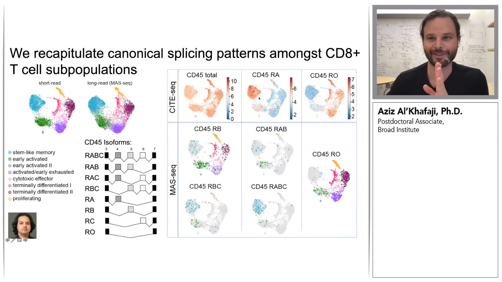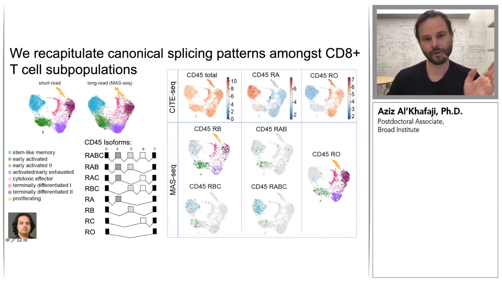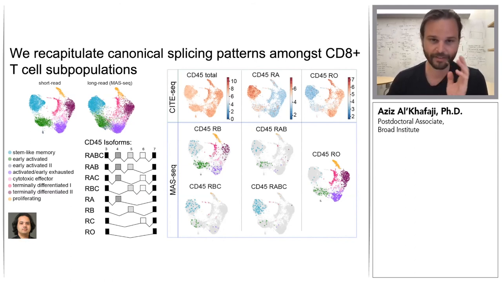CD45RA CITE-seq was rather specific to the stem-like and early activated cell states, whereas CD45RO was more specific to the cytotoxic effector and more terminally differentiated cell states. And so that's pretty amazing. You know, we're able to see some splicing texture where if you're just to read total, it's very uniform.